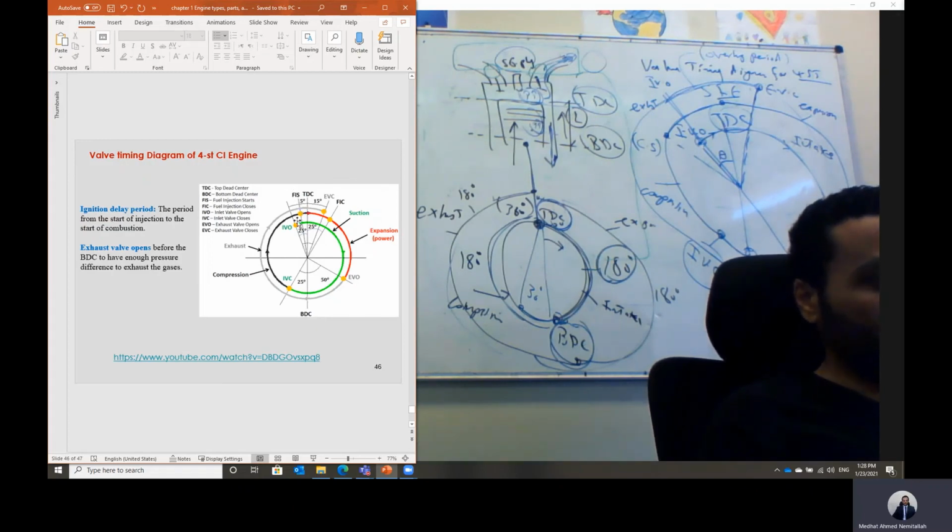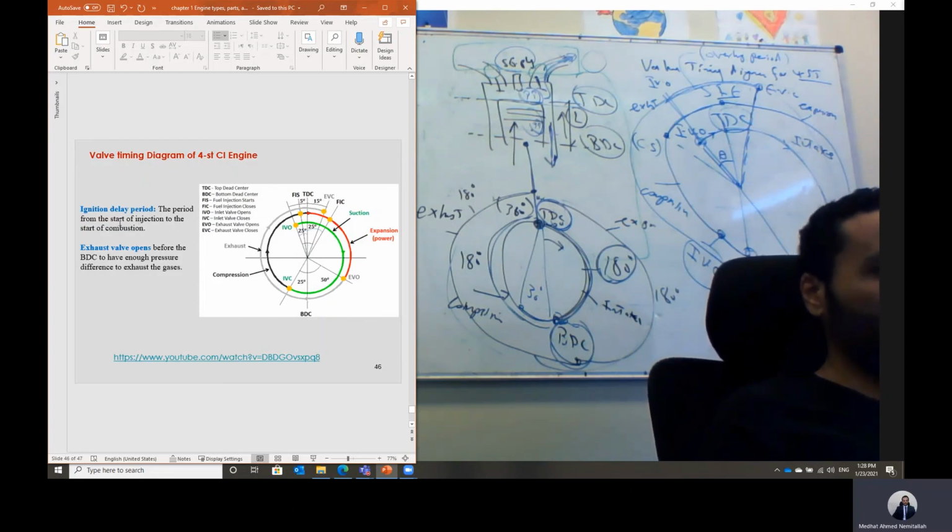So we have injection of the fuel first. Fuel injection starts before the top dead center, and fuel injection closes just a few degrees after the top dead center. And the combustion usually starts before the top dead center. Then the pressure is rising, and then we have the expansion stroke.